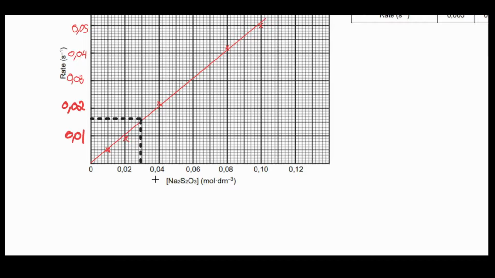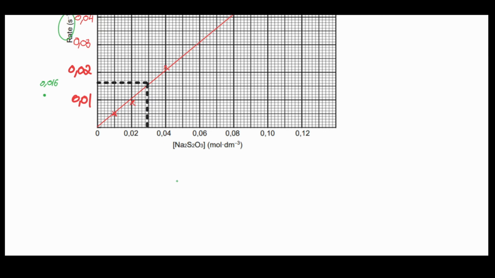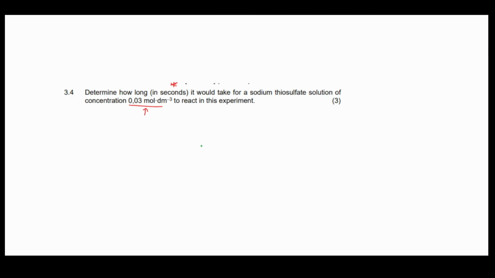What I get if I read this value off from the left over here, this would be 0.015, so I get 0.016 as my rate per second. So if I go down here, I get that the rate from my graph is 0.016, and the units here are per second.